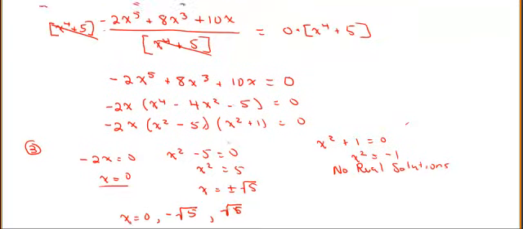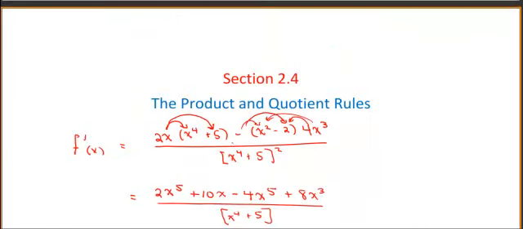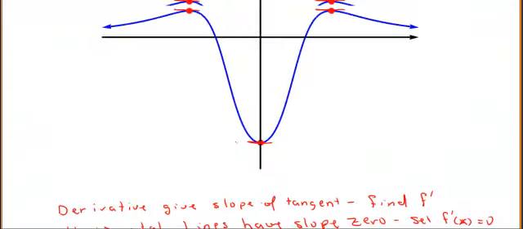Let's go back up and return to the graph for just a second. Notice this was where x was 0. Here we'd be at negative the square root of 5. Here would be positive the square root of 5.